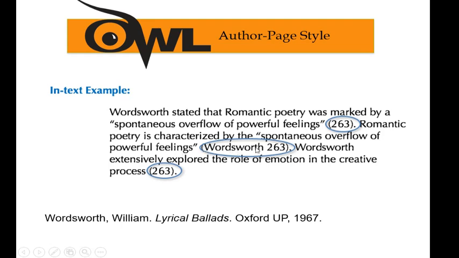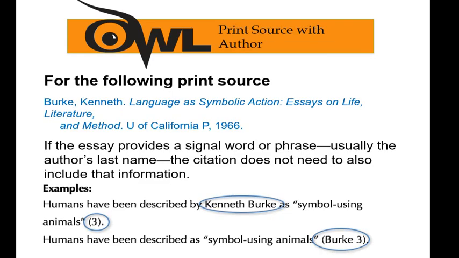You can have the author's last name plus the page number. But as you can see here, we don't have to write a comma or a period and nothing else here, only the author's last name and the page number. Wordsworth extensively explored the role of emotion in the creative process. This is the other way, you see. So you have to pay attention to the different characteristics of each style, if you're using the APA style, if you're using the MLA style.